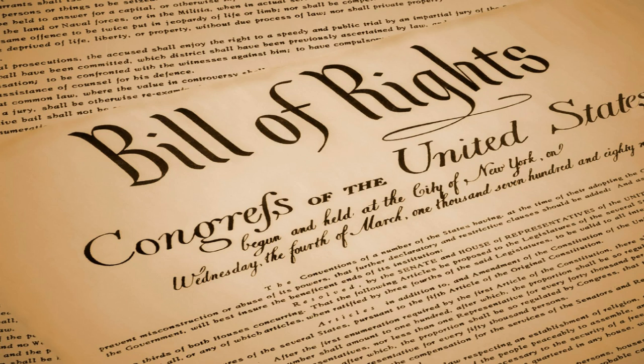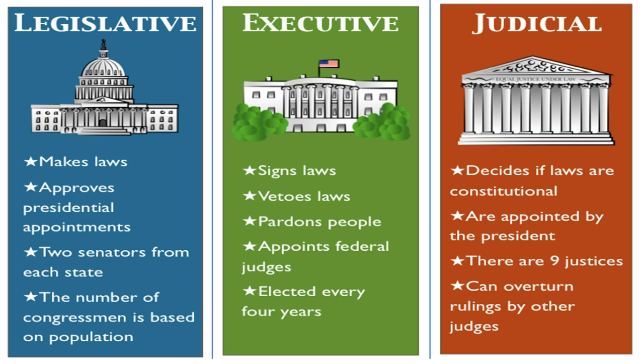Okay, now those 3 different branches, the Constitution also sets up our 3 different branches of government, which are legislative, executive, and judicial. Okay, and if you look at it, these are all the things that each branch does. The judicial decides if laws are constitutional. So the judicial decides if let's say the legislative or the executive help pass a law, okay, the judicial will look at it, make sure it follows all the rules, and then decide if it's okay or not.